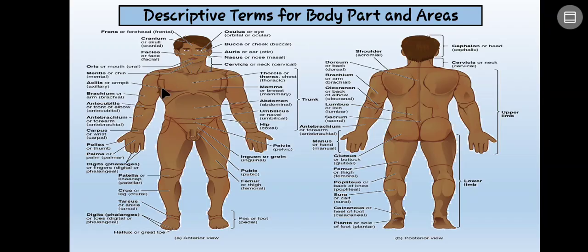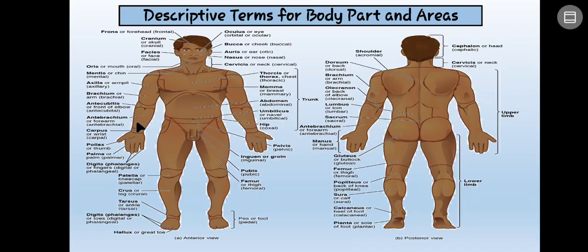We have the axillary or the armpit. Here is the axillary or the armpit. So that's the armpit. Okay, then we have the brachial region. This is the brachial region. This region is what we call the brachial or arm.